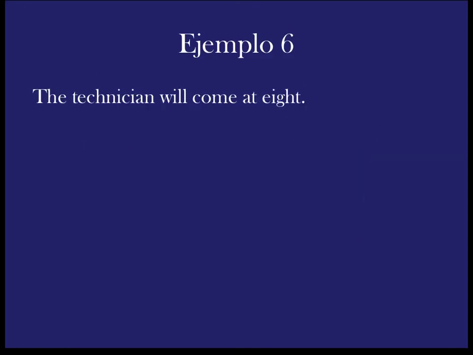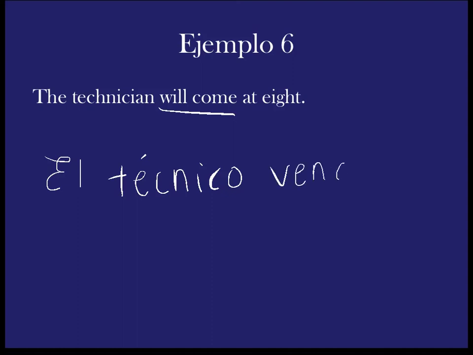Ejemplo 6. The technician will come at 8. So we know that our unit of meaning that we will need when we put our verb together is "will come." The technician is el técnico. And we know we want to use venir, but venir in this situation, once again, is irregular in terms of its infinitive. So we need to use our irregular vendr, and it is él, so vendrá a las 8.